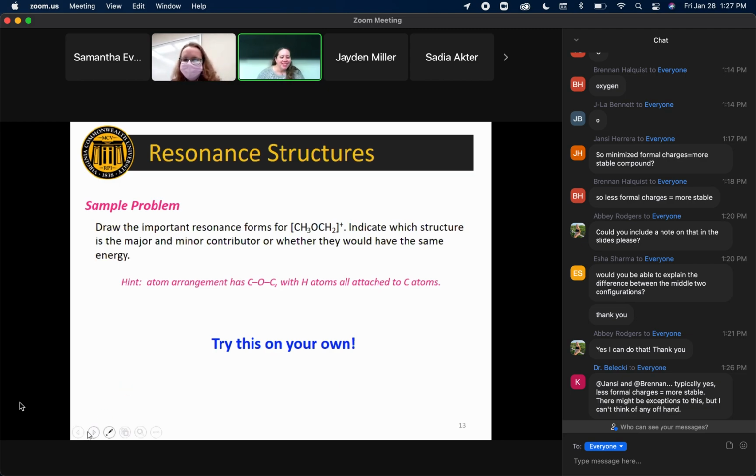Thank you, Ashley. All right, so I'm going to put up one resonance structure that is one of the ones I came up with. This is the first one that I drew. So you can see we've got the right carbon atom arrangement, carbon, oxygen, carbon, H atoms attached to the carbon atoms. And it's an overall positive charge, which in the resonance form that I drew, that formal charge lies on the oxygen because I have a carbon-oxygen double bond, which means that oxygen has a valence number of 6 minus the 5 things that are distributed around. So oxygen is carrying the positive charge.